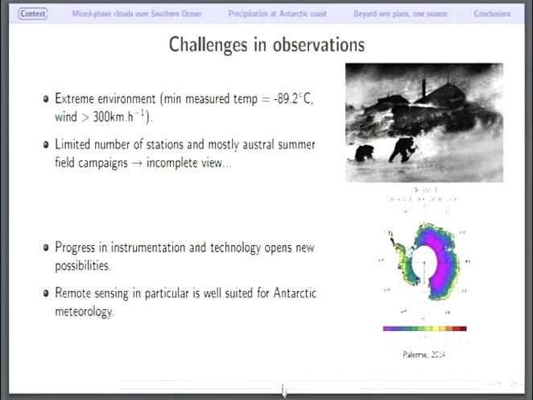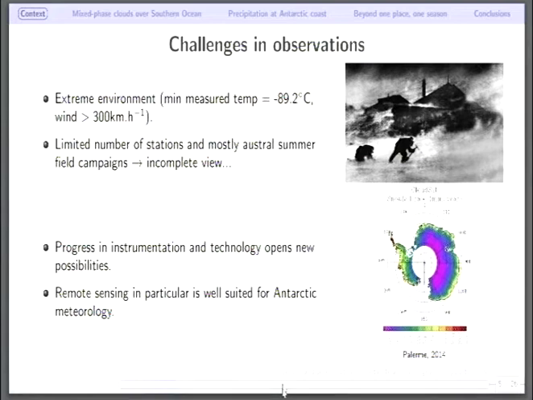Limited number of stations, especially in the interior. You only have a few where you have people permanently. So only a few places where you can go to deploy instruments and collect measurements. And mostly these measurements take place during the summer season where you can access the continent. So somehow we have an incomplete view of what's happening for the clouds and the precipitation because of these difficult conditions for monitoring these processes.